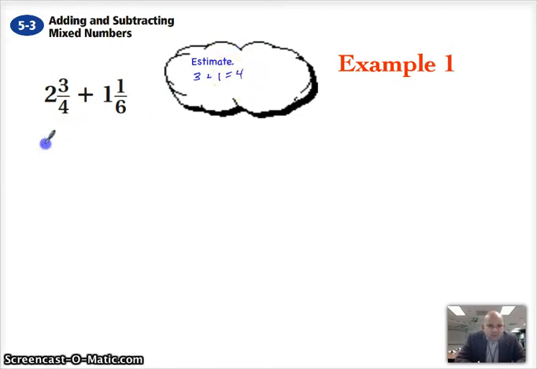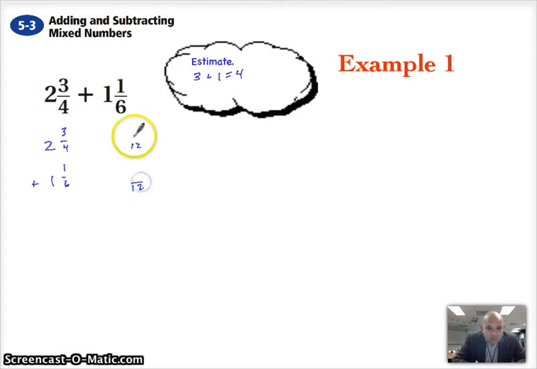First thing I'm going to do is stack these: 2 3/4 plus 1 1/6. Unlike denominators, I've got to find a common denominator, just like the fractions that we did in the last lesson. I say to myself, well, the least common multiple of 4 and 6 is 24. Well, no, it's not. That's how you would multiply 4 and 6. 24 is a multiple, but there is a least common multiple. That least common multiple is 12. 4 goes into 12, as well as 6 goes into 12.